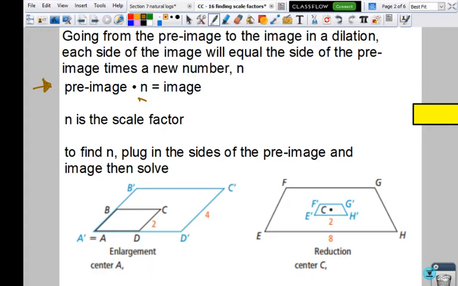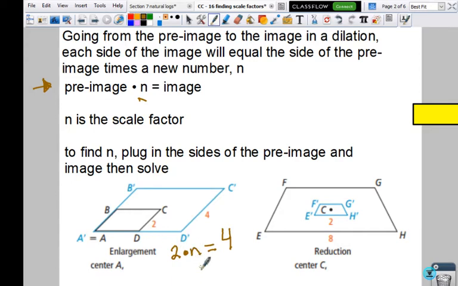So in this shape here, my pre-image is this black shape, and when we look at our scale factors, we just have to match up sides. So in this black quadrilateral, A, B, C, D, I have the right side, which means I need to look at the right side on my image. To find out what my scale factor is, I'm going to take my pre-image multiplied by n, which is my scale factor, and it's going to equal my image, which is 4. To find the scale factor, it's pretty simple. We just have to solve it for n.